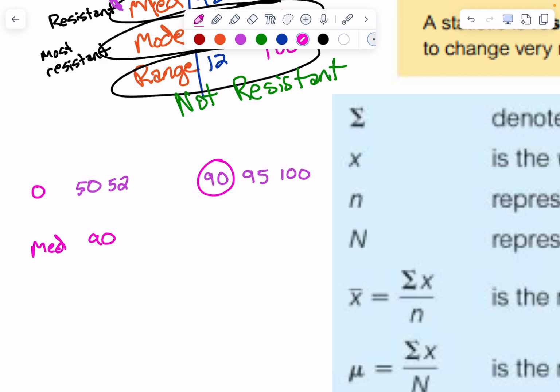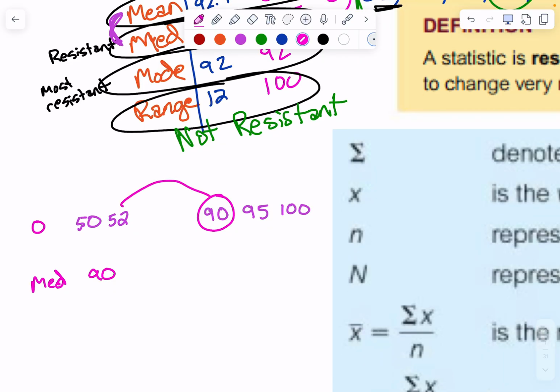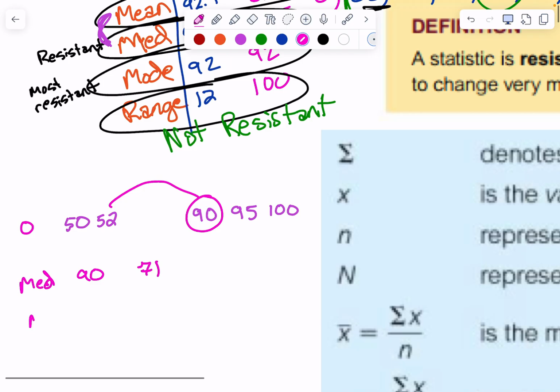If I toss a 0 in there, my median goes from that to being the average of 52 and 90, which is 142, which is 71. So now my median goes from 90 to 71, right? I'm trying to do a big jump between my middle numbers so that the median goes way down. My mean, without the 0, is 5 numbers. With the 0, it's 64.5.